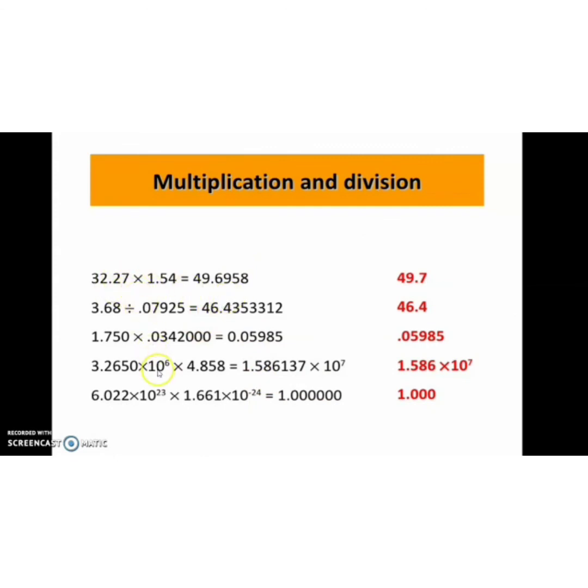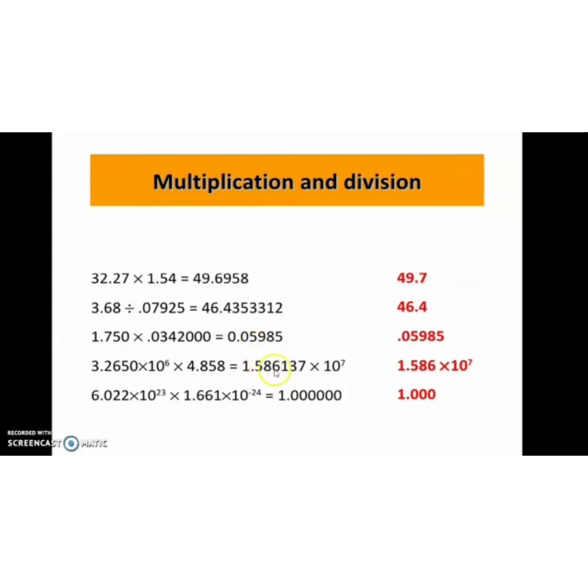Multiplication. Here some multiplication and division processes are given and the answers are also given. So in the first case, 49.69. Since it is greater than 5, just add 1 to the number. So it becomes 49.7. And here it is less than 5, just drop it. Then it becomes 46.4. Same here, it is 5, so let it be like that.